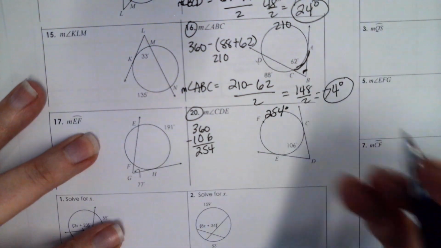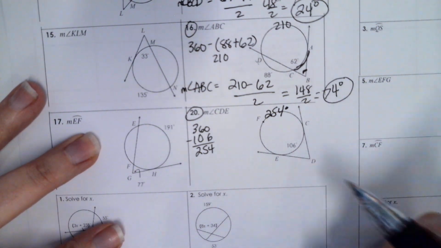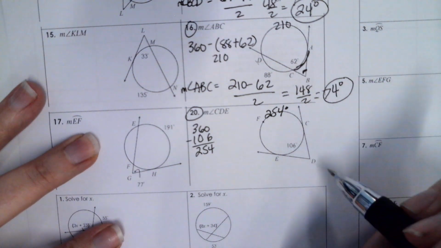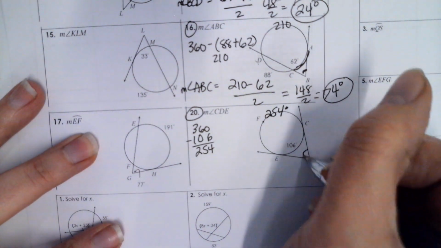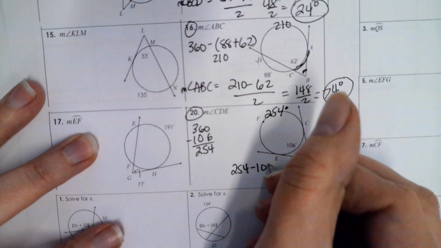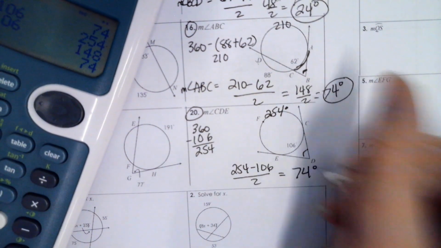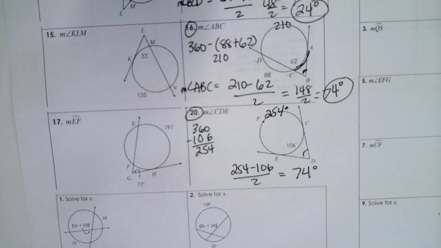Remember, same formula. Make sure we're solving for the same angle, CDE. Oh my goodness. And we're doing outside arc minus inside arc. Divide it by 2. And I get 74. I'm going to stop the video here since it's getting long and do 3 examples with the algebra on the other side of this page.